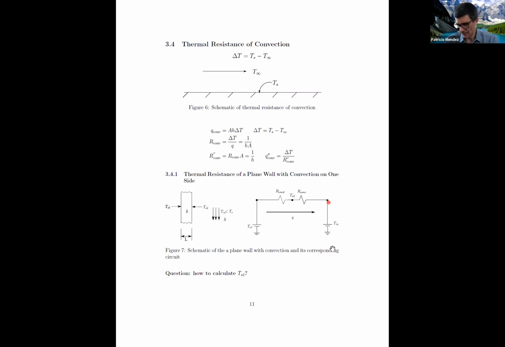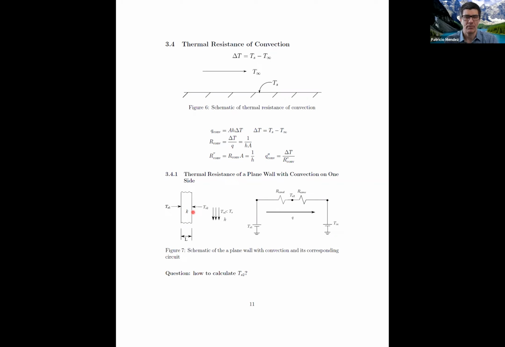Here outside, we have this other battery that represents the temperature of the fluid outside, T infinity. Most interestingly, this point here is between the resistance of the wall and the resistance of convection. The resistance of convection happens all in the fluid outside. The resistance of the wall happens all inside the wall. And this point in between both is the surface temperature of the wall against the fluid.